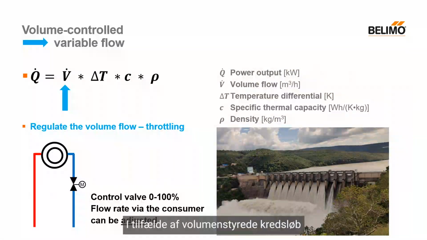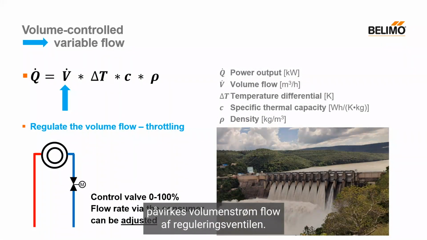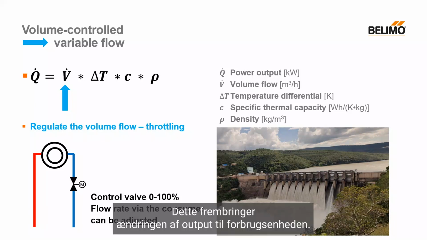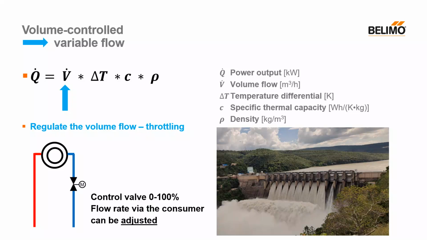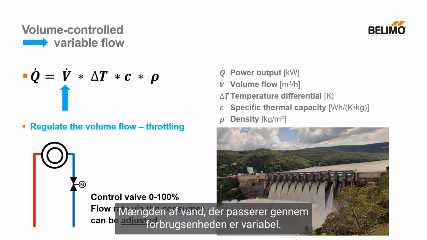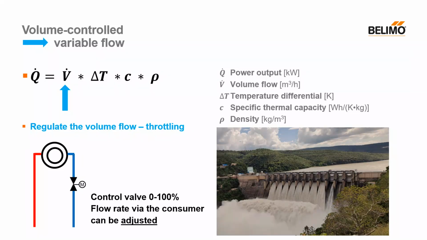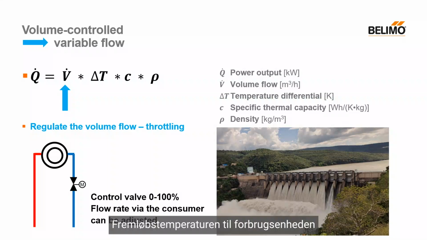In the case of volume-controlled circuits, the volumetric flow is influenced by the control valve. This produces the change of output at the consumer. The quantity of water passing through the consumer is variable. The supply temperature for the consumer is always the same.